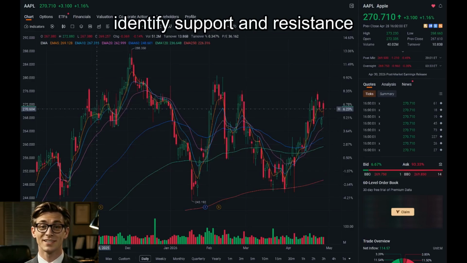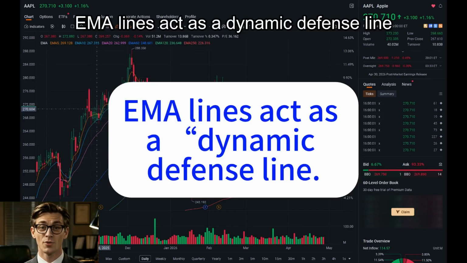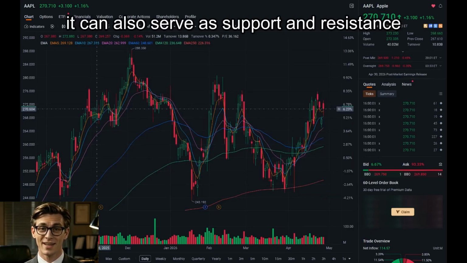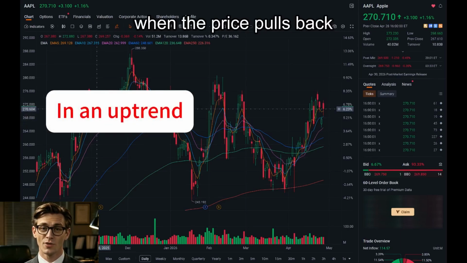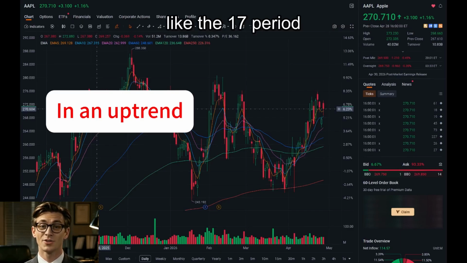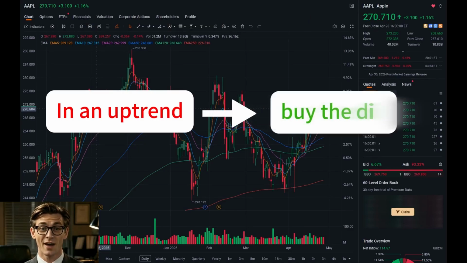The third point, identify support and resistance. EMA lines act as a dynamic defense line. EMA is not just a trend line. It can also serve as support and resistance. In an uptrend, when the price pulls back, it often finds support near the short-term EMA, like the 17 period, which can be a good opportunity to buy the dip.